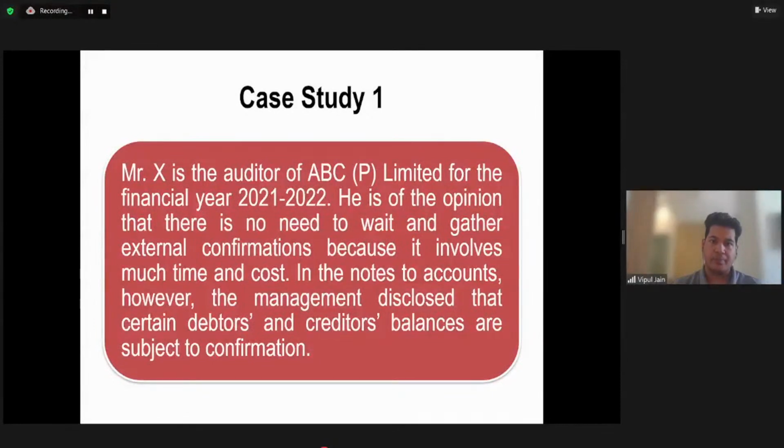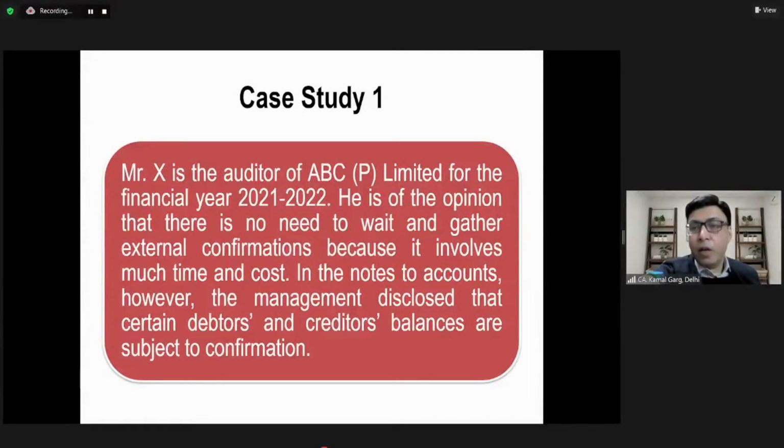Question number second is, management says debtors and creditors balances are subject to confirmation. That means they are yet to be verified from external confirmation requests. Please take a note. Answer number second, SA number 705, qualified report. SA 705 says, if this kind of scenario is there, where balances are subject to confirmation, then the auditor should qualify the report. Had the confirmations been received, then the report would have been clean. Because confirmations have not been received, the report would be qualified. So there are two simple answers. Answer number one, time and cost, not an excuse.